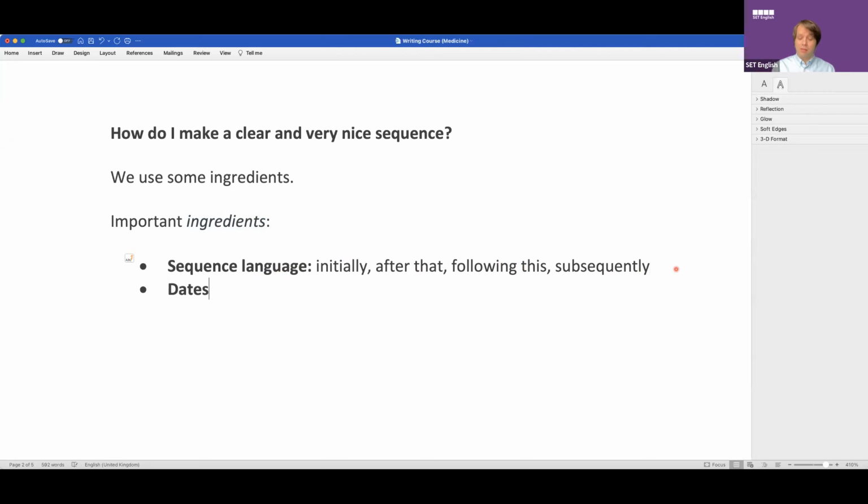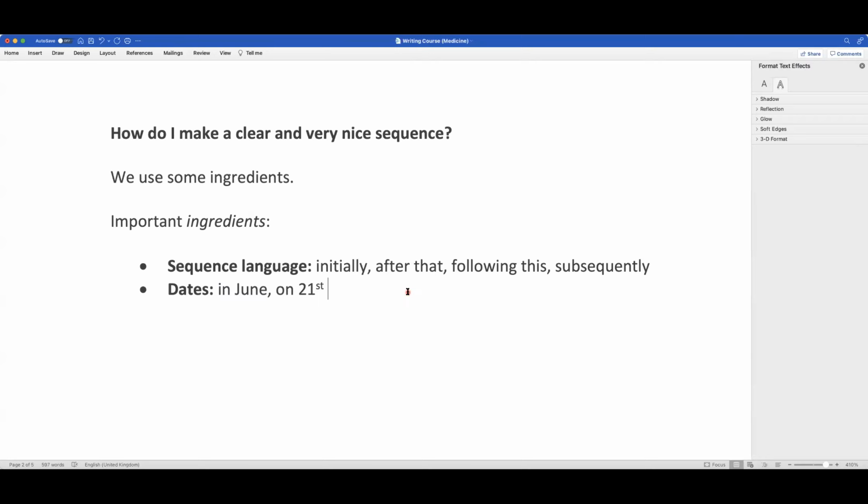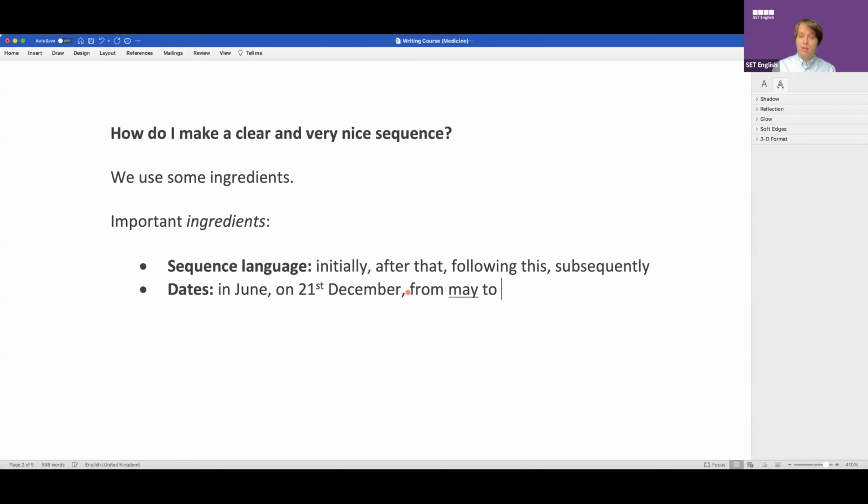What about dates? Should I use dates? Yes. For a timeline? I think so. Okay, so dates like in June. Give me an example of dates. Yeah, for example, on 21st December. Give me some dates. Mia, give me a date. Give me the right preposition as well. From, good. From to until. Say again, from May to? Until October. Yeah, you can just say until or to.